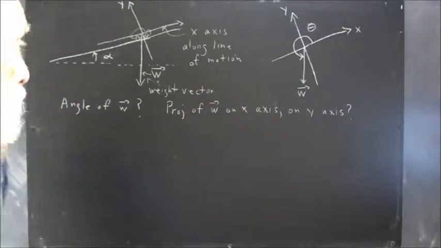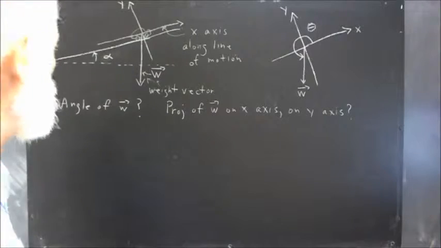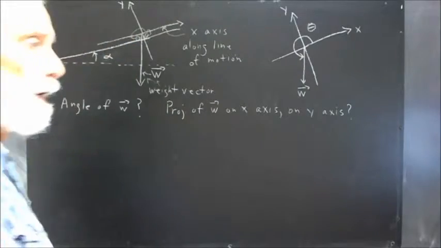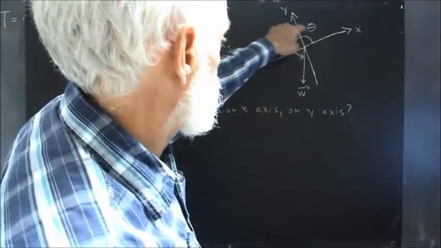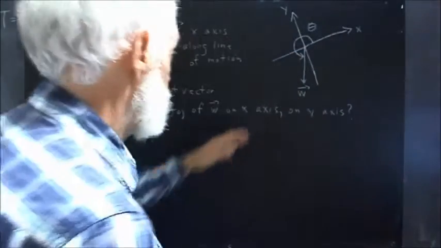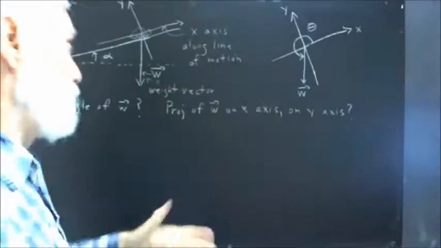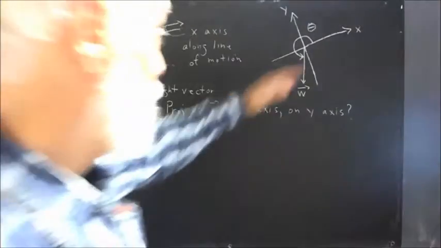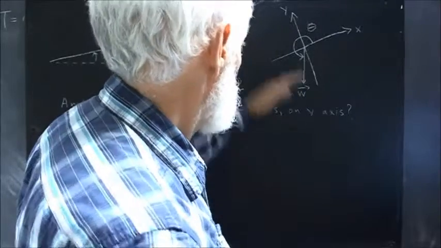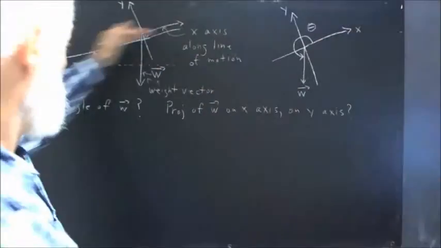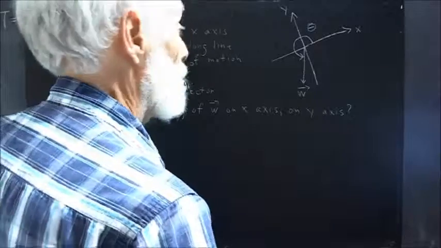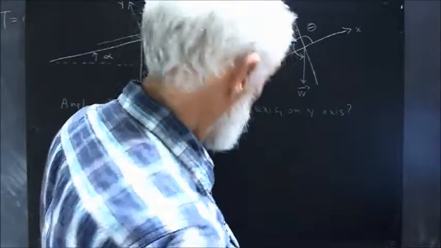And the first question we want to ask is, what angle does this weight vector make with the positive x-axis as measured in the counterclockwise direction? In other words, what's the angle theta in this picture? Because this picture is really what we call a free body diagram, or the beginning of one. At least it's a diagram showing the weight vector in relation to the x-axis, which is parallel to the incline and parallel to the direction of motion of the cart.